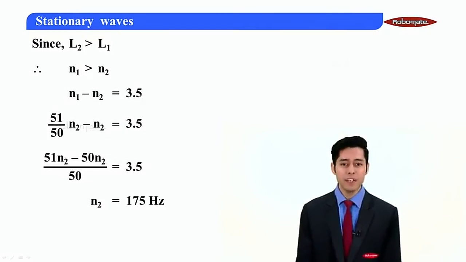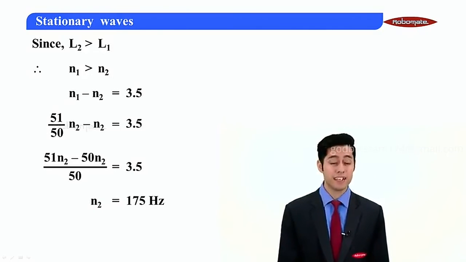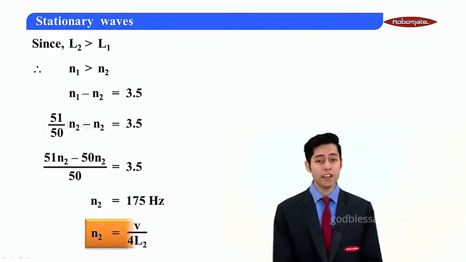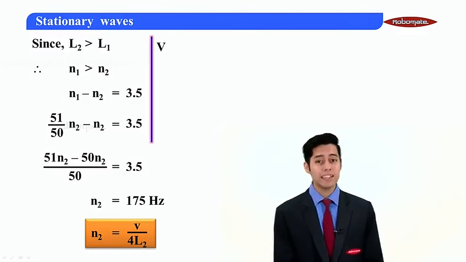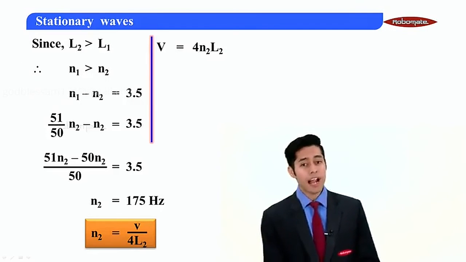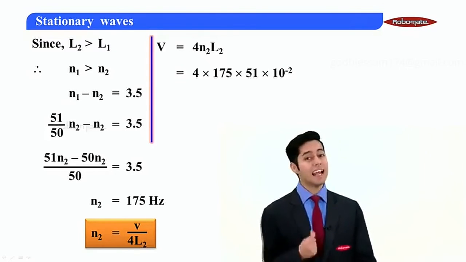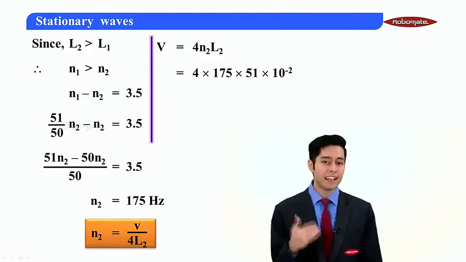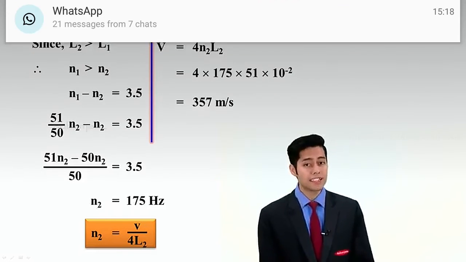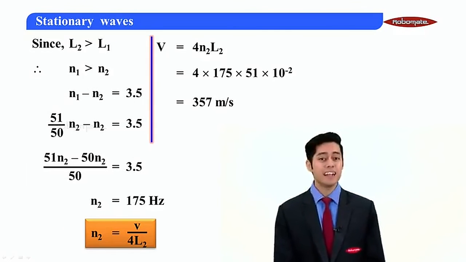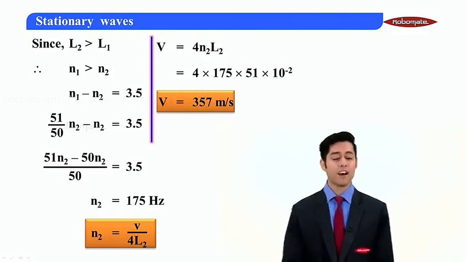When I solve this, I get N2 which is equal to 3.5 into 50, that comes out to be 175 Hertz. Now students, this is the second frequency that we have got. Now I know that N2 is actually V by 4L2. So can I say V alone will be 4 N2 into L2? I've got 4. I've got N2 that is 175 and L2 that is 51 centimeter. So I'll write it as 51 into 10 to the power minus 2 meter. On solving this, I get the answer as 357 meter per second. Now this is the final velocity of the sound in air.